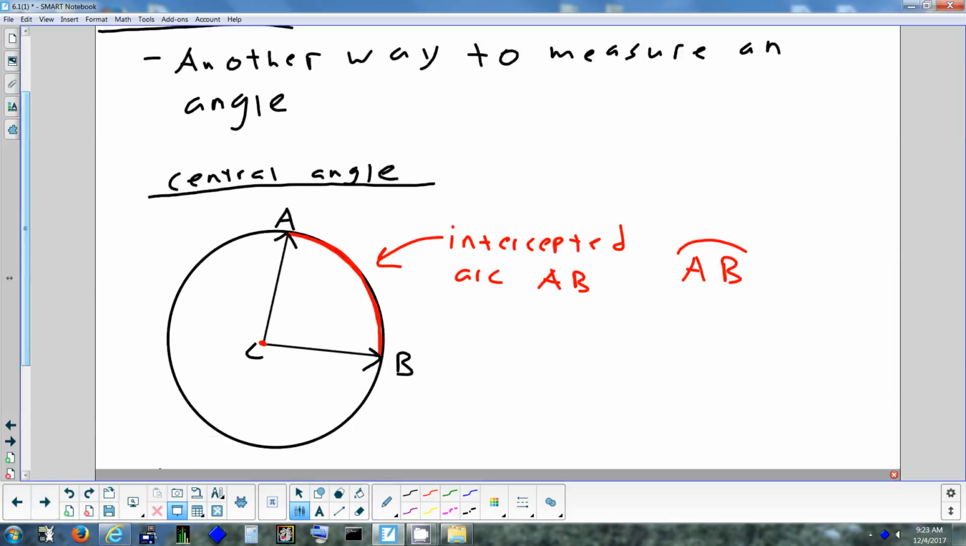As the rays come out from the center, they hit the edge of the circle here and there. If I connect between points A and B, following not a straight line, but following the curve of the circle, that is an arc. That's arc AB. And it's called an intercepted arc because it's where the rays intercept or intersect the circumference of the circle.